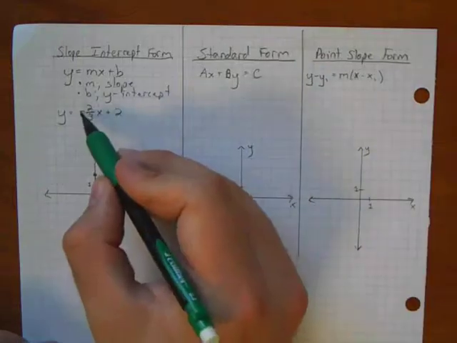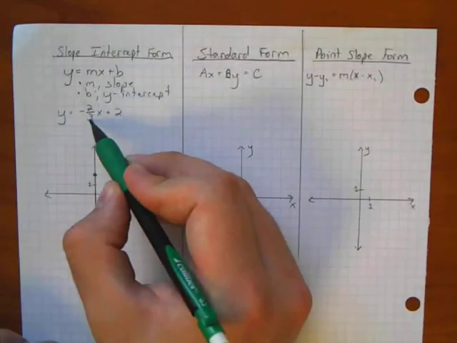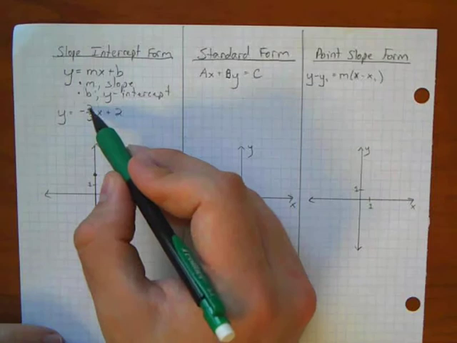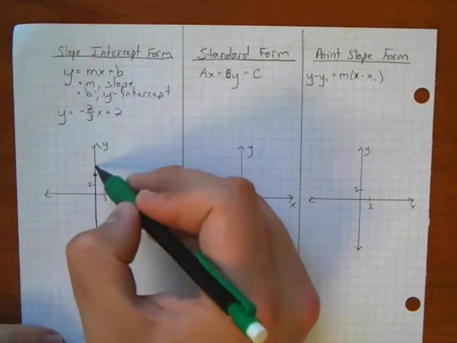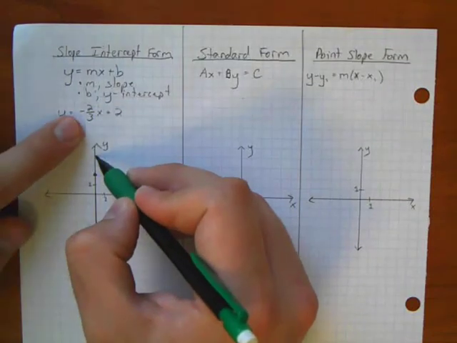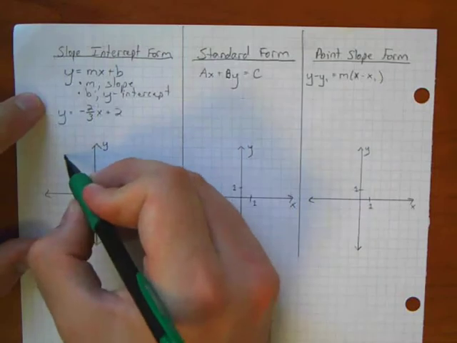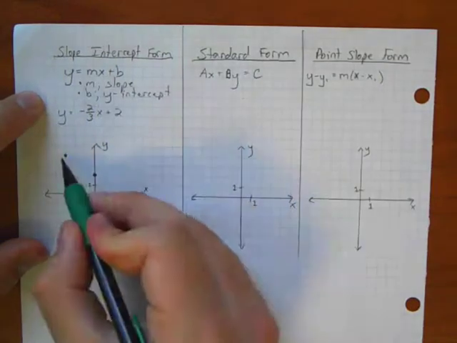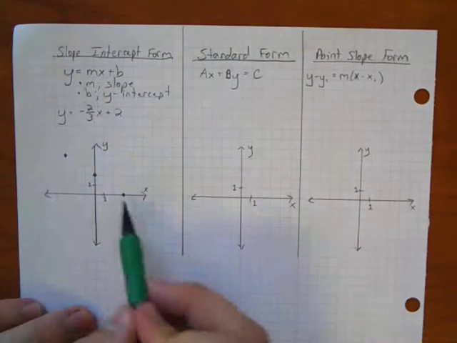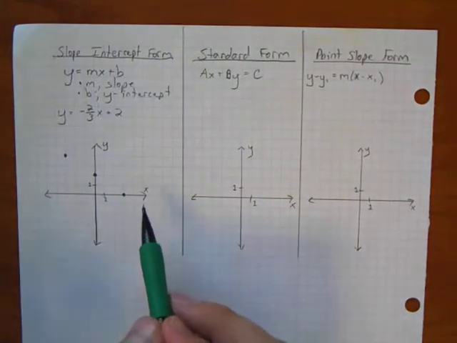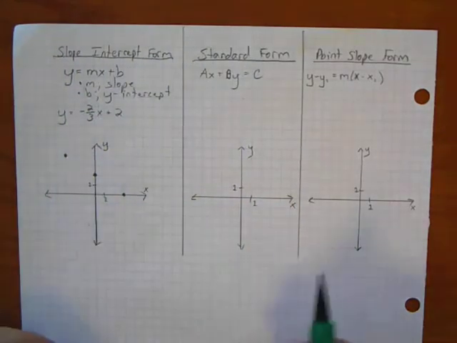Now let's say that the negative would apply to the 3 instead of the 2. So what that means is we would have a positive 2, which would be up 2, and then a negative 3, which would be to the left 3. And what you can see from that is that the pattern continues. We're still in that straight line, and the slope, whether we choose the 2 or the 3 to be negative, would be the same.